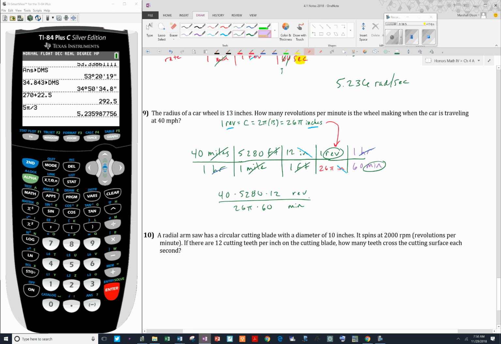Here's what I will warn you about. If you just want to type this on your calculator, I'm absolutely fine with that. If you want to simplify some stuff there first, go for it. But make sure you put this stuff in the bottom in parentheses, otherwise you will be multiplying by things you shouldn't be. So I'm going to go 40 times 5280 times 12, and I'm going to divide that by, now make sure you put this stuff in parentheses, 26 pi. And please use pi and not 3.14 times 60.